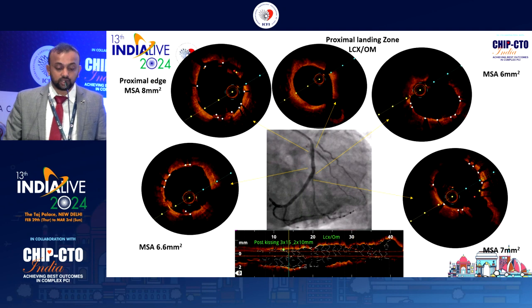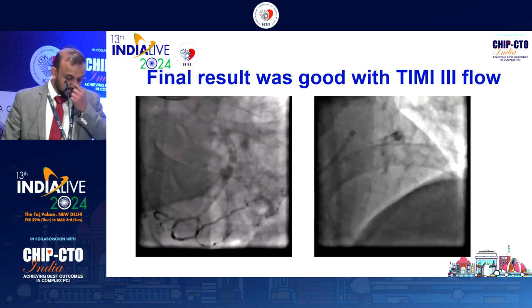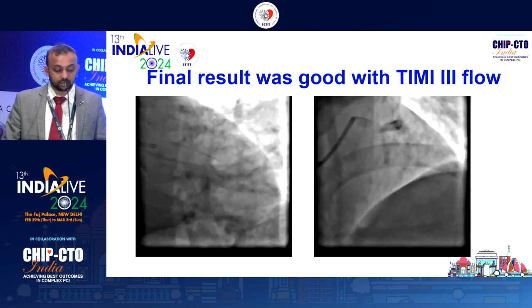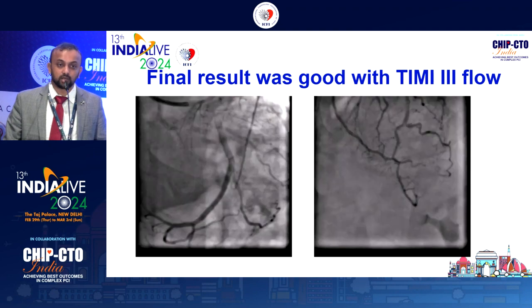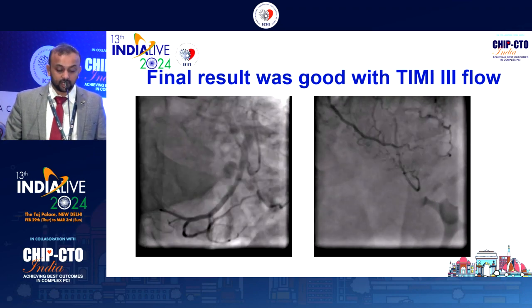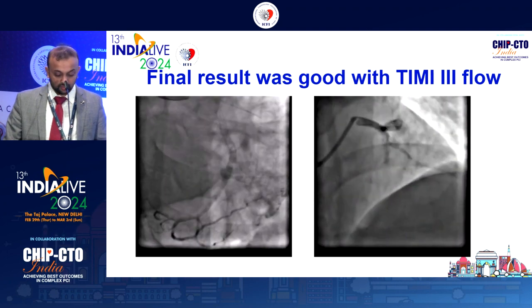So this is the final OCT image in which we can see there is an excellent expansion of the stent, good mean stent areas, and at the proximal and distal edge there is no dissection. This is how the final angiogram looks. There is a TIMI 3 flow. If you see this angiogram and the previous angiogram, both look the same, but the difference is when I look at it with my third eye, which is OCT, the picture is very different.